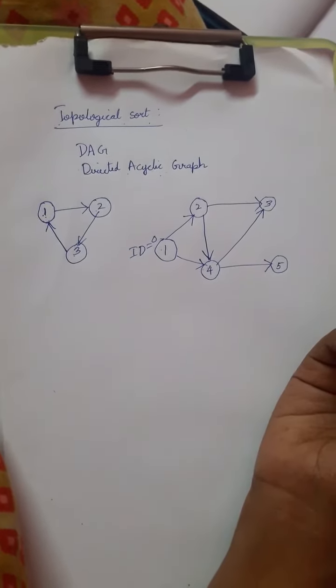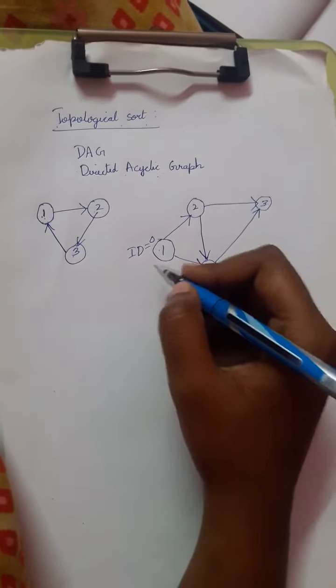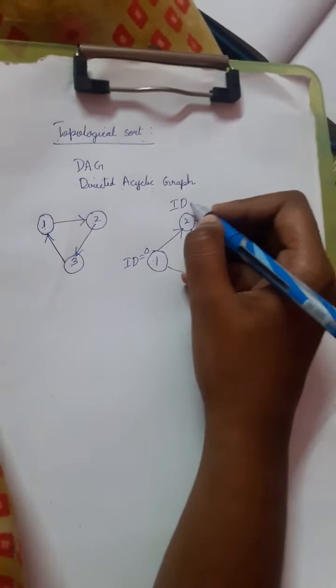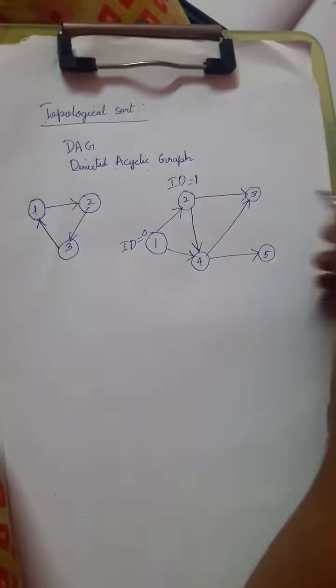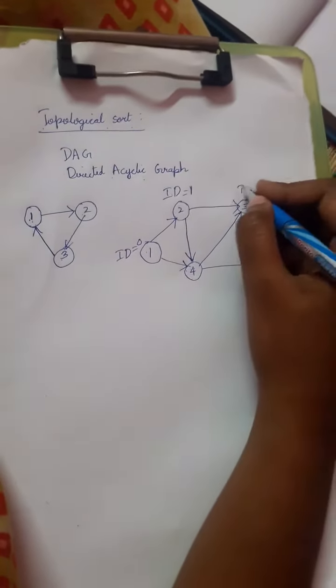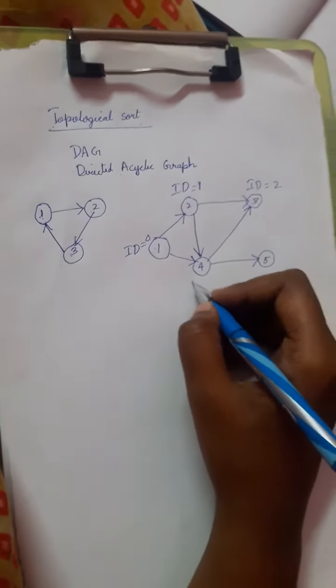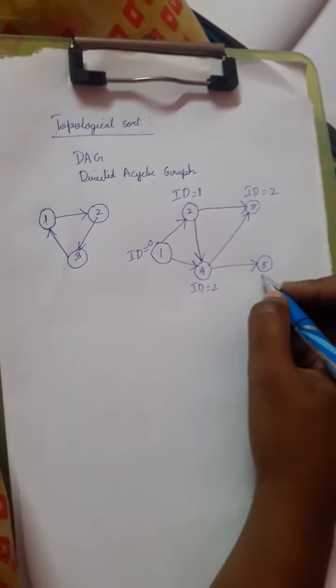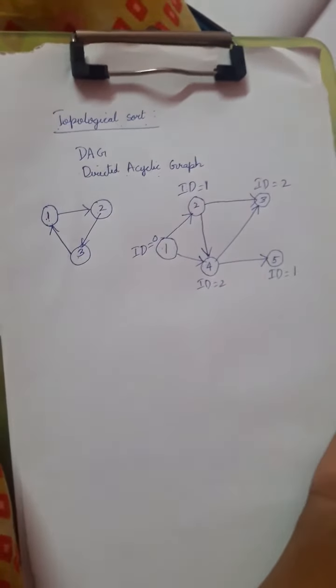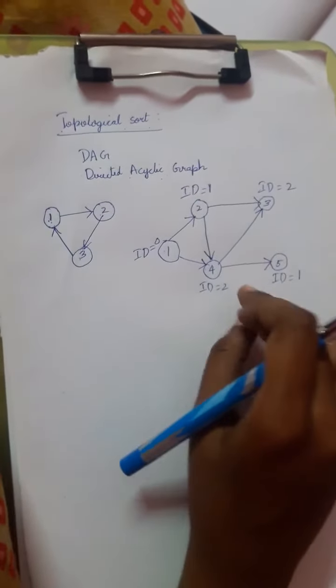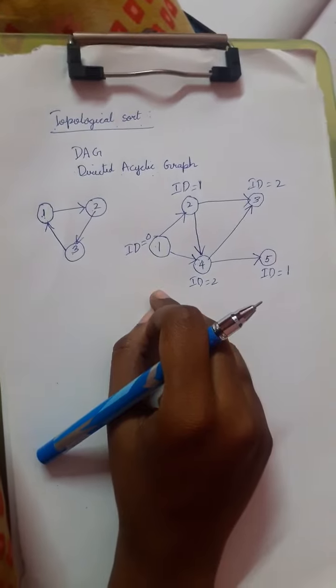This is how you find the in-degree for all the elements, that is, all the nodes. For 2, how many in-degrees are coming? Only 1. So for 2 the in-degree is 1. For 3, the in-degree is 2. For 4, the in-degree is 2. For 5, the in-degree is 1. So first, when they give you this graph, you need to find the in-degrees. For calculating the topological sort, first of all we need to calculate the in-degrees for all the elements.